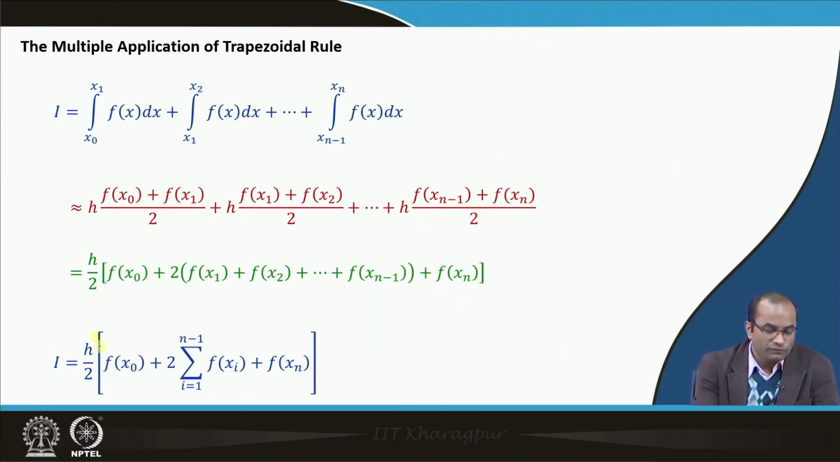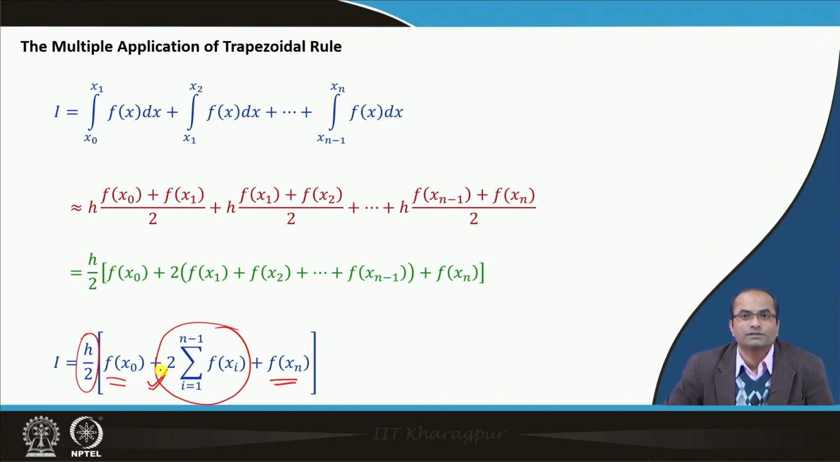So, finally, our formula looks like this: we have h by 2, we have f x naught, the value of the function at the first node, the value of the function at the last node, and for the internal nodes we have just the doubling here. So, the double of the sum of the value of the function at those internal points.